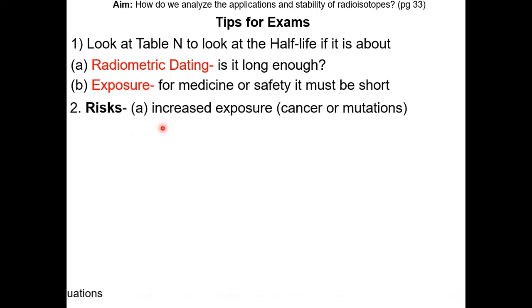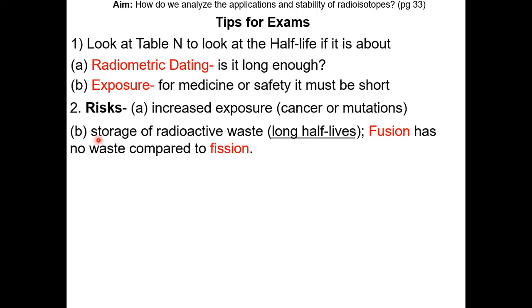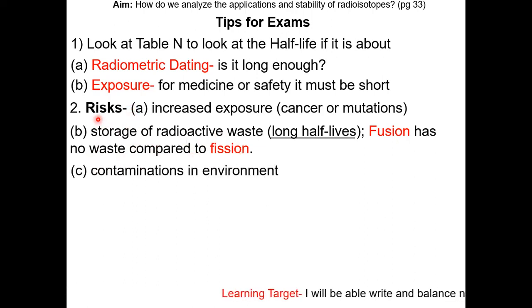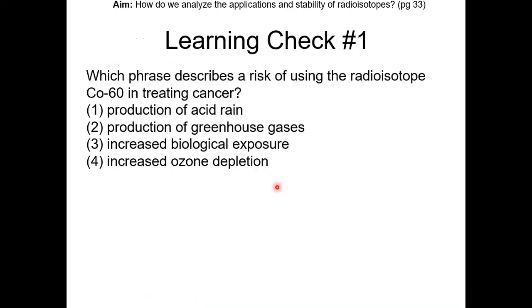The second tip is about risks involving radioisotopes. The first risk is that exposure can cause cancer or mutation. The second risk involves storage of radioactive waste from nuclear power plants. The radioactive waste typically has long half-lives. Fusion has no radioactive waste compared to fission. The third risk is contamination of the environment by radioisotopes.